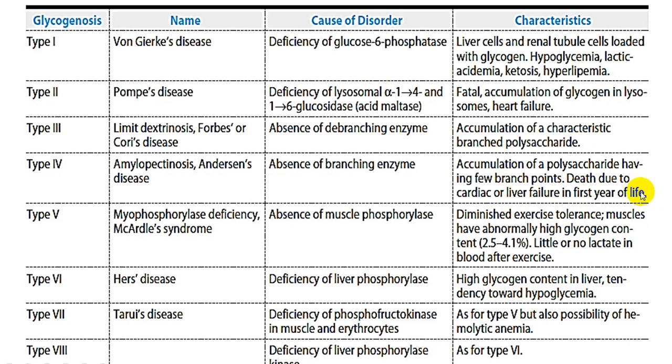Here, in the first year the baby will be in a dangerous condition because of cardiac or liver failure. Also type 7, Tarui disease, is deficiency of phosphofructokinase in muscle and erythrocytes, and the symptoms are as for type V, but also with the possibility of hemolytic anemia. This is a very important table: the name of the disease, the causes, and the symptoms, from type 1 to type 8.